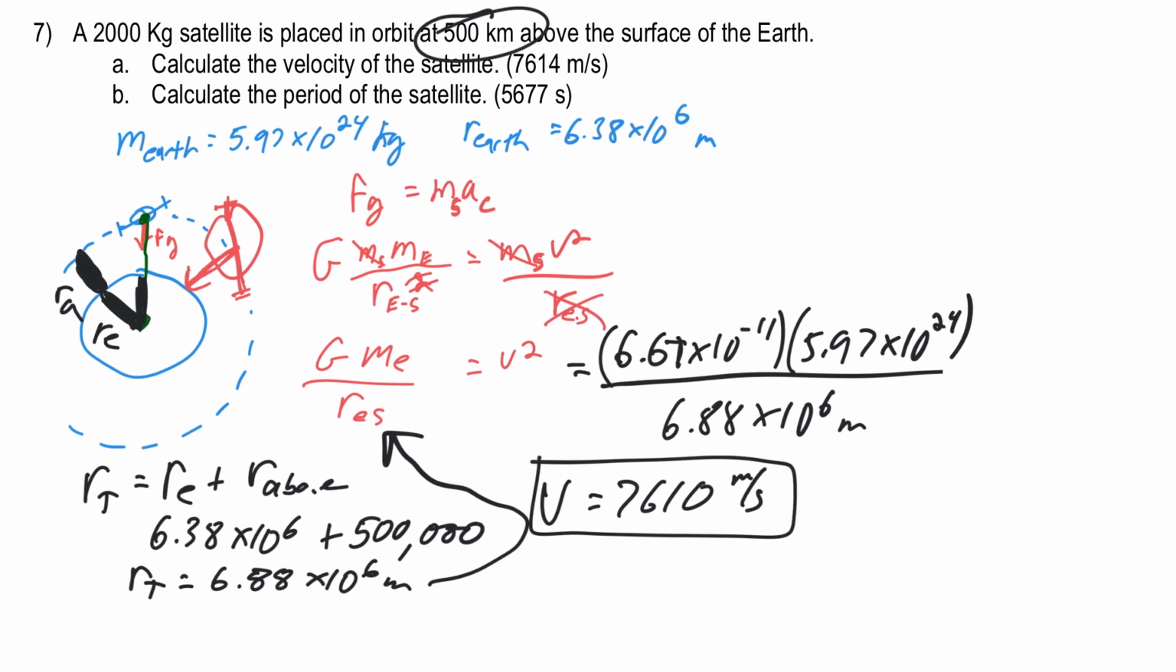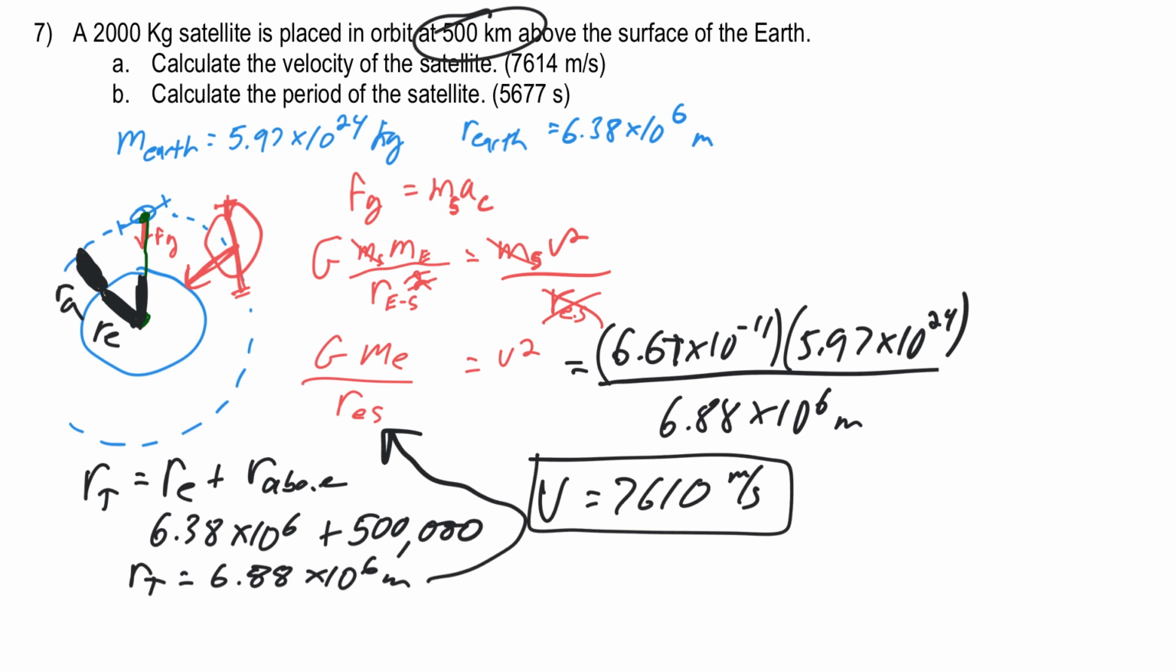If we go too fast, by the way, we're going to go out of orbit. If we go too slow, we're going to essentially crash back down to Earth.